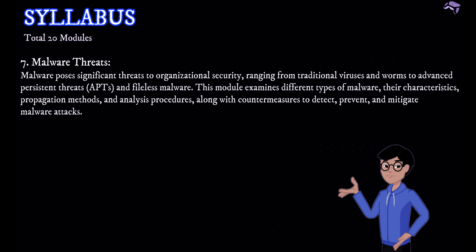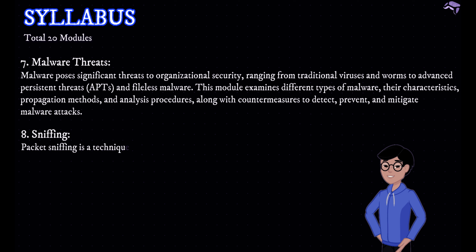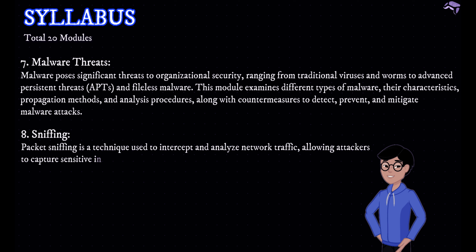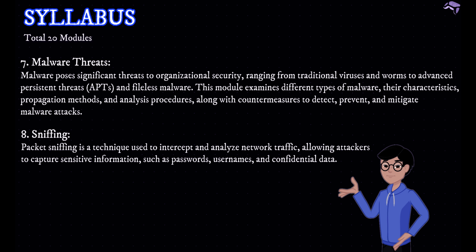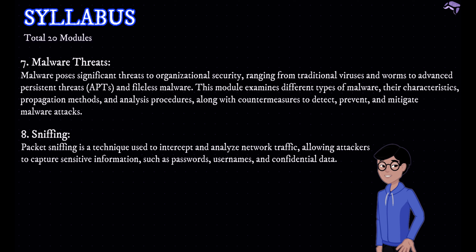It infects computers and spreads to other systems, causing damage and disruption, much like a contagious illness affecting people in a neighborhood. Now next is sniffing. So basically, packet sniffing is a technique used to intercept and analyze network traffic, allowing attackers to capture sensitive information, such as passwords, usernames, and confidential data. This module explores packet sniffing techniques, such as ARP poisoning and packet capturing, as well as countermeasures to protect against sniffing attacks, such as encryption and network segmentation.